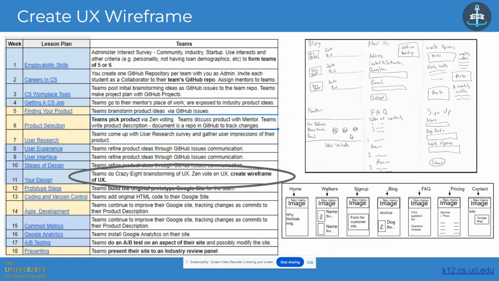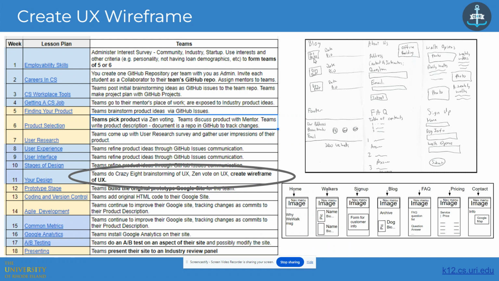So the students will fold the paper to get these six folds in this one. It can be folded again to get 8, but 6 was fine for this one. What they do is in each rectangle, they lay out what each page might look like. This could be, for instance, the blog page, the About Us page, the Walking Options page.